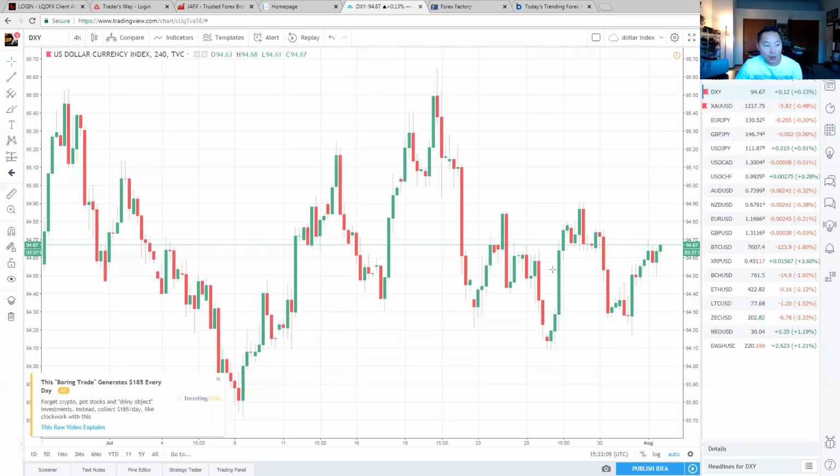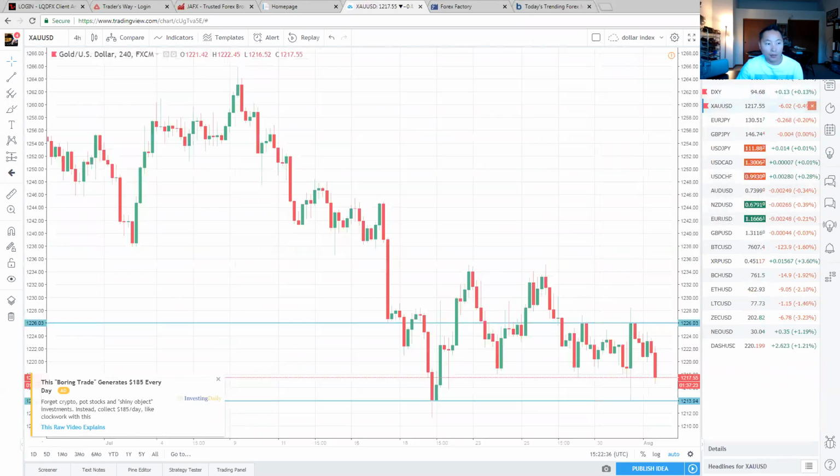US dollar is trying to come back to test the 94.8 and then 94.9 before the FOMC comes out. I'm still selling it. Reason being, I don't expect the Fed to do anything. So I don't expect too much going on with the Fed for today and for this month. Maybe next month, but not this month. And so I expect them to be dovish. So we're going to sell the dollar. If we sell the dollar, then we're buying gold.